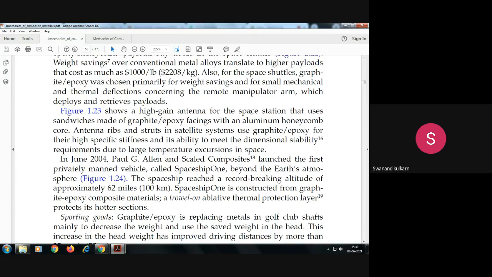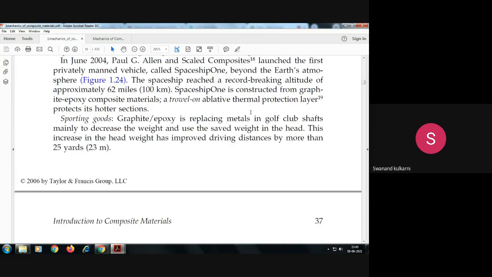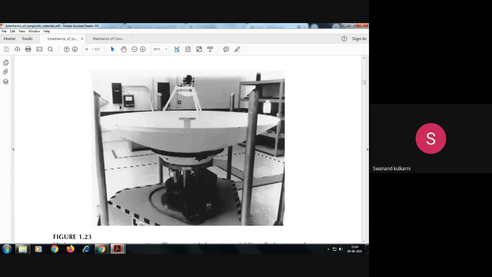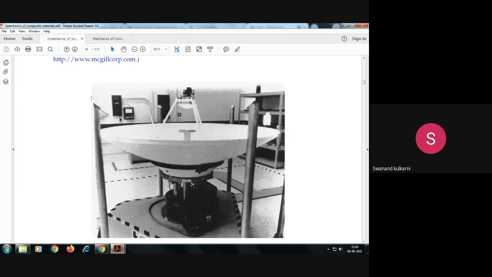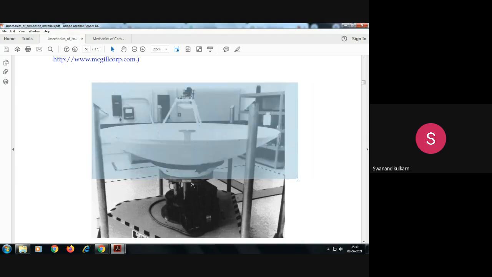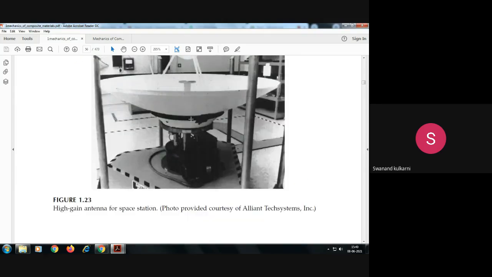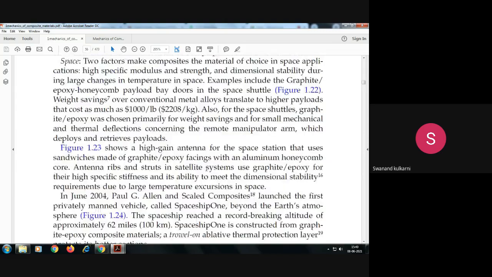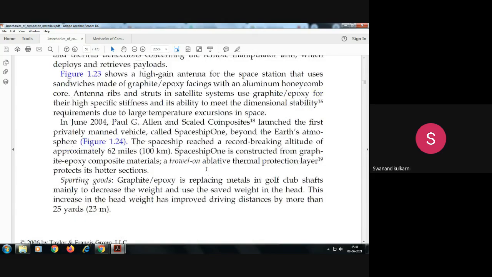Then antenna ribs and struts in satellite systems are made from graphite epoxy for their high specific stiffness and dimensional stability. Here you can see the high gain antenna for the space station. Is it okay? So this is the antenna. You can observe this antenna here. This particular high gain antenna for the space station is used. So this is also an application of composite material.